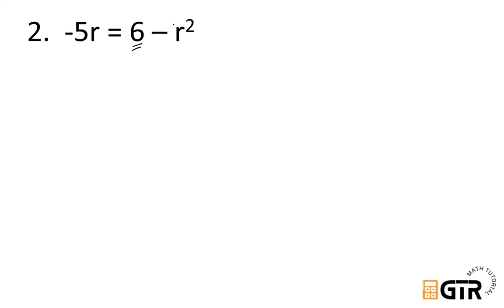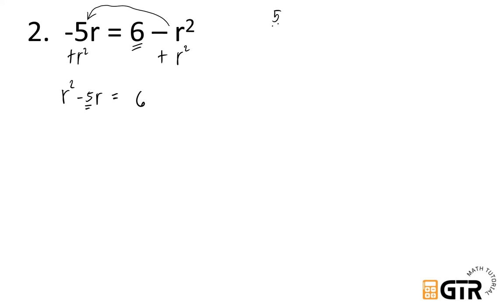So itong negative r squared, since negative yung r squared, ilipat natin sa kabila para maging positive. Mas madali kapag positive na yung quadratic term natin, yung may square. So add r squared lang tayo sa both sides or ilipat lang natin sa kabila yan. So we have r squared minus 5r is equal to 6. Okay, so next step natin, kunin daw natin ng 1/2 ng coefficient of r. Then square natin.